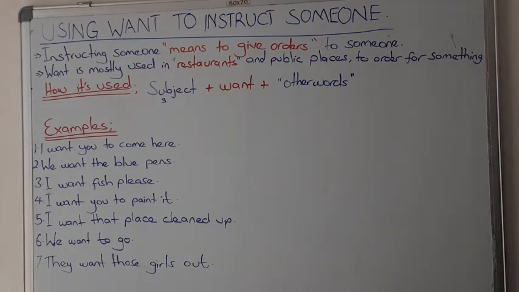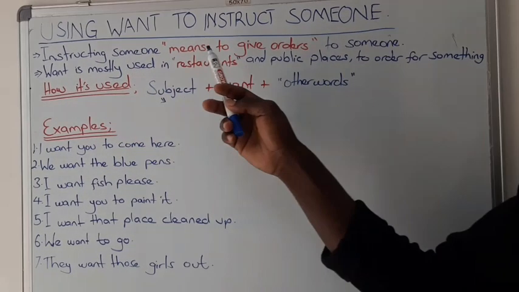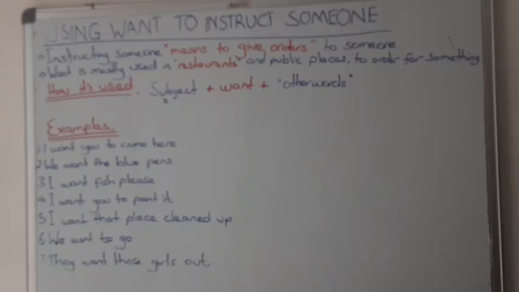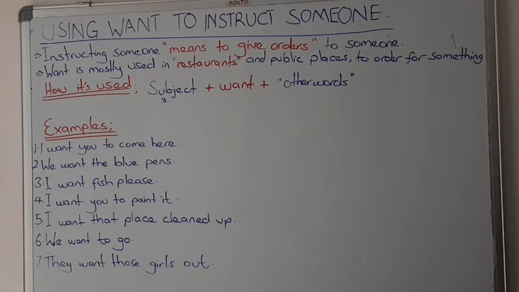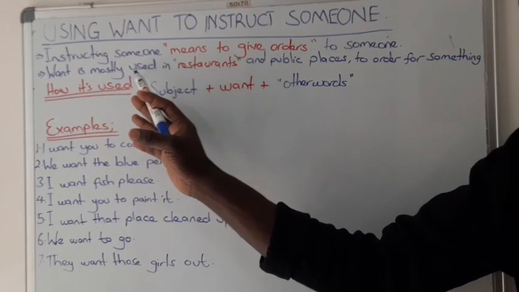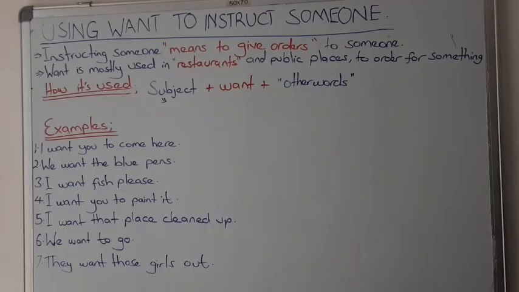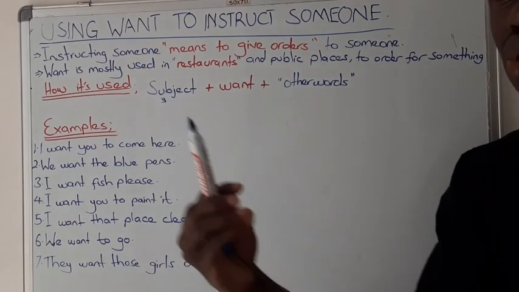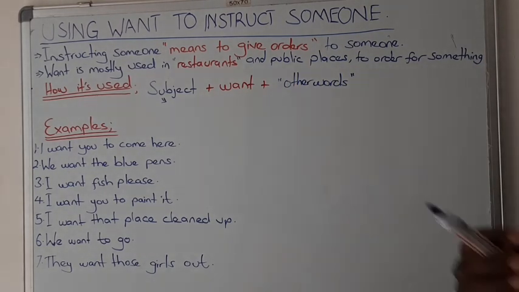So we are going to look at how we use want to order or instruct someone. Instructing someone means to give orders. Giving orders is like you are sending that person to bring something for you, to do something for you. Mainly, want is mostly used in restaurants and public places to order something, when we want to get something from someone.